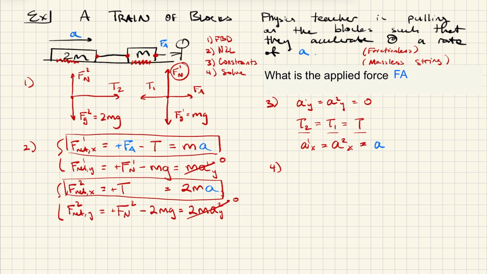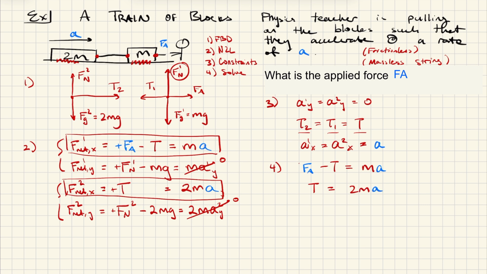So I'm going to start by copying the top equation for the first block. Fa minus T equals m times a, like this, right? Similarly, for the second block, I know that my equation reads T equals 2m times a.